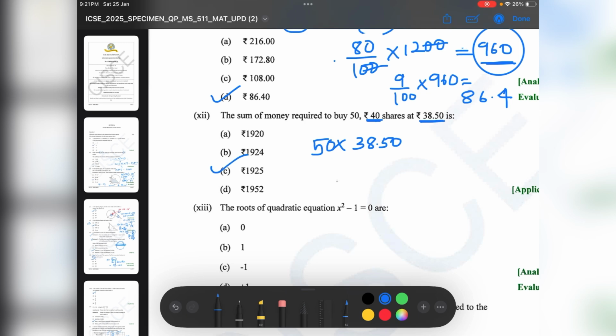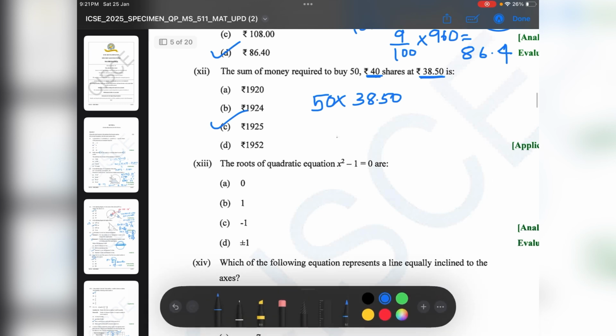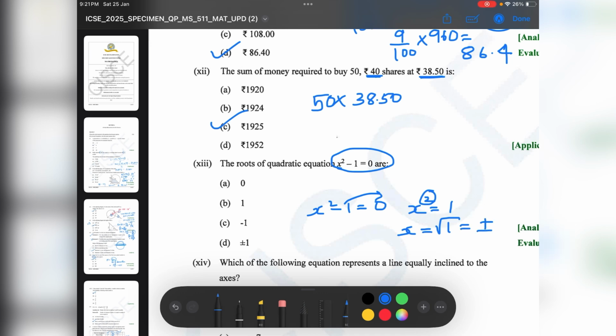Okay. So now the next one. There's no big deal, very simple. X square minus 1 is equal to 0. Shift minus 1 to that side, so it will become positive. Now you have to remember, when it goes to that side, it becomes under root 1. Now when I take the under root value, always remember there can be plus or minus 1. It can be plus 1 or minus 1. So option D is the correct option.